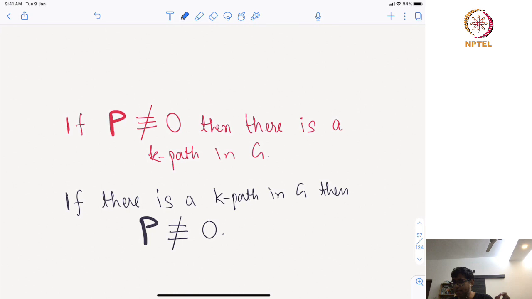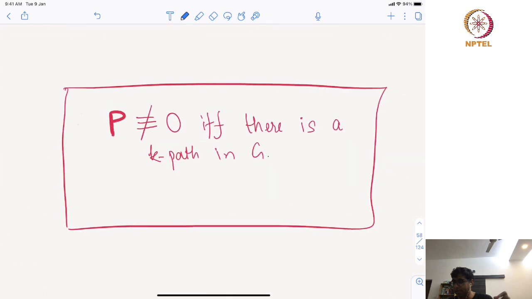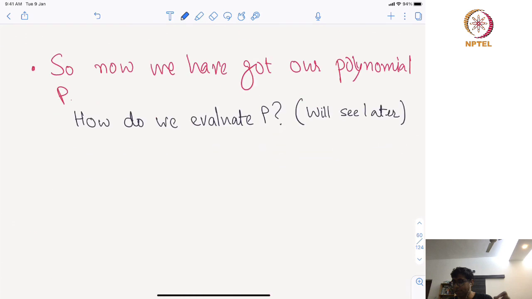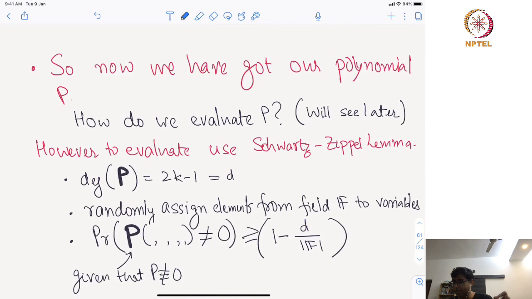Okay. So this is what we started with, so we have been able to obtain a polynomial. What is the property of this polynomial? That if P is not identically 0, then there is a K path in G, and if there is a K path in G, then P is not identically 0. So P is not identically 0 if and only if there is a K path in G. So that's it. Now we have got our polynomial P. The question is, how do we evaluate P? We'll see this later.